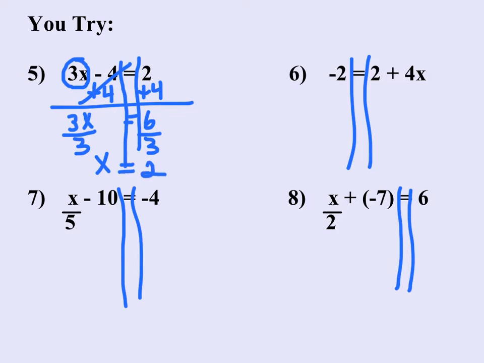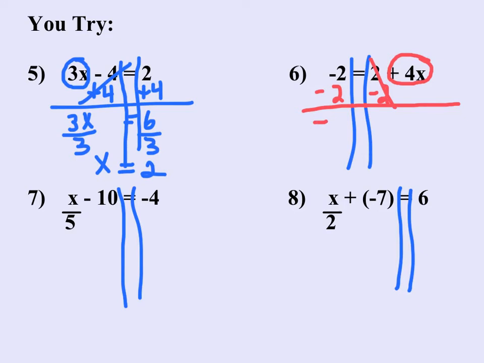All right, let's try number 6. We already have our river drawn. We're going to circle our term with the variable. Notice it says plus 4x here, so that means it's positive 4x. We still need to get rid of 2, though. In order to get rid of 2, we have to subtract 2.